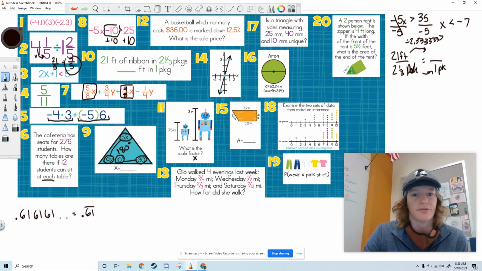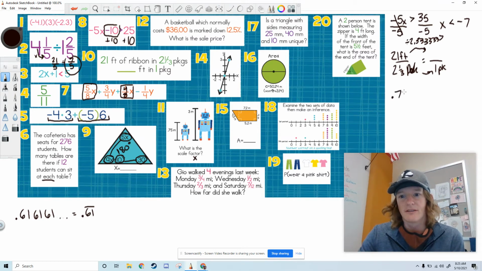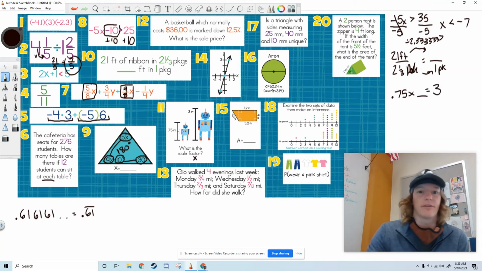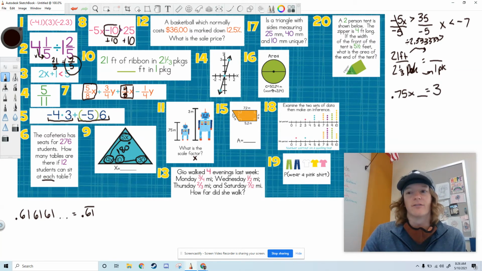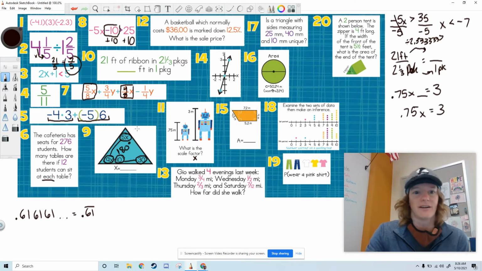Number 11, we need to figure out a scale factor. Means what did we multiply by? So 0.75 times something equals 3. Figure out what that is by using an inverse operation. In other words, we have 0.75 x equals 3. Get rid of that 0.75. This is multiplication. You need to divide.